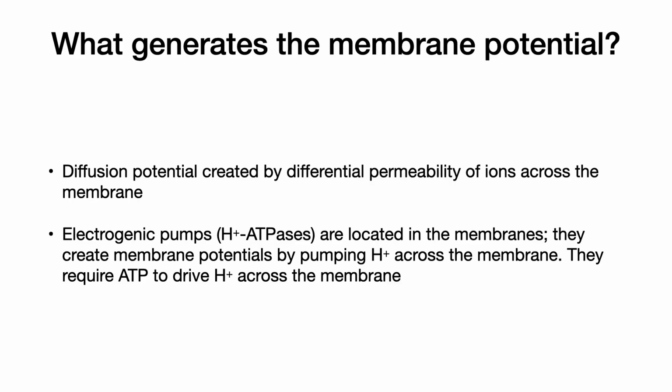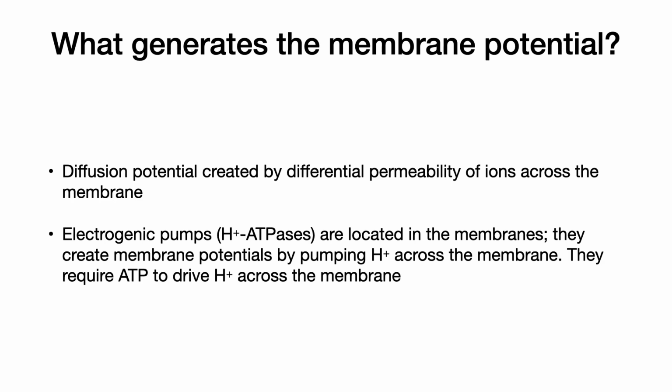First of all, we have the diffusion potential, as I've described already, which is created by the differential permeability of ions across the membrane. This can represent maybe minus 40 millivolts of voltage difference across the membrane, but the majority of the membrane potential is driven by electrogenic pumps. These are proton pumps in plants.